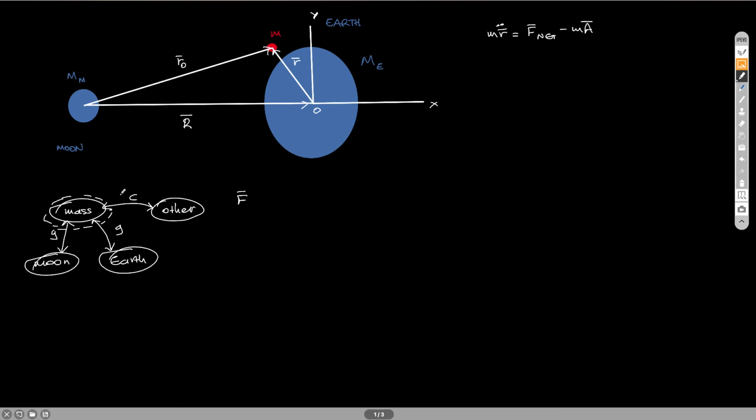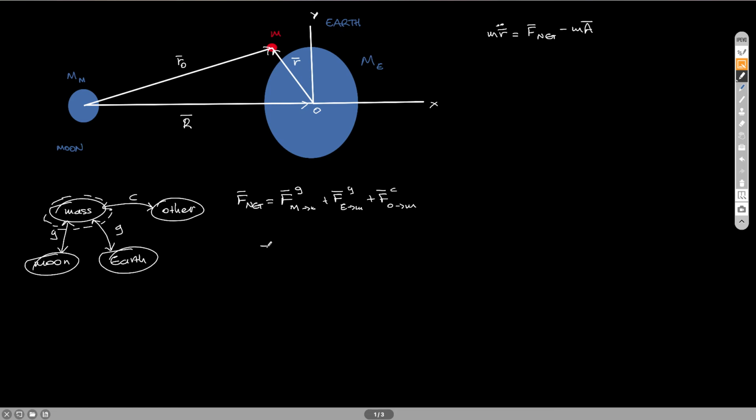So for this system, the mass, using the interactions, I would say the net force is the gravitational force from the moon to the mass, plus the gravitational force from the earth on the mass, plus, in this case, I'm just going to do contact from other stuff to the mass. So based on the interactions, I will have three forces.